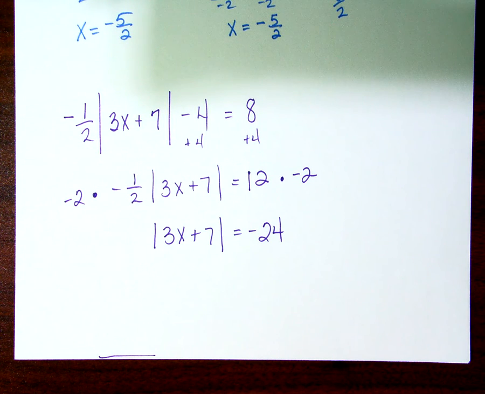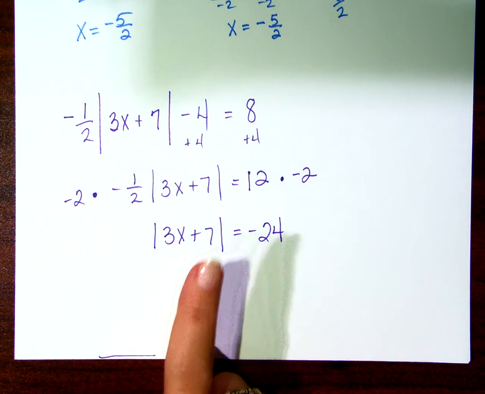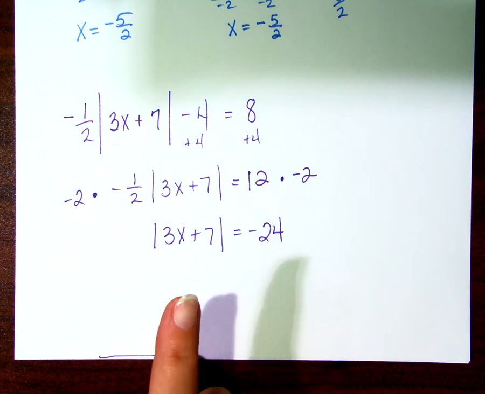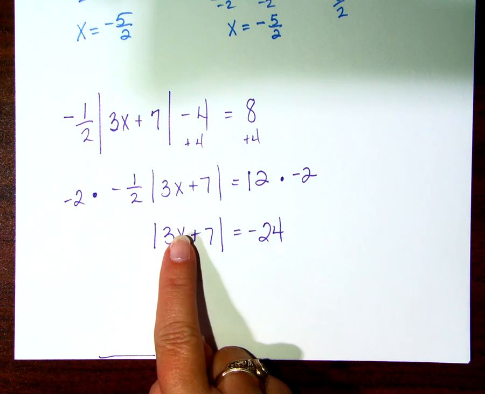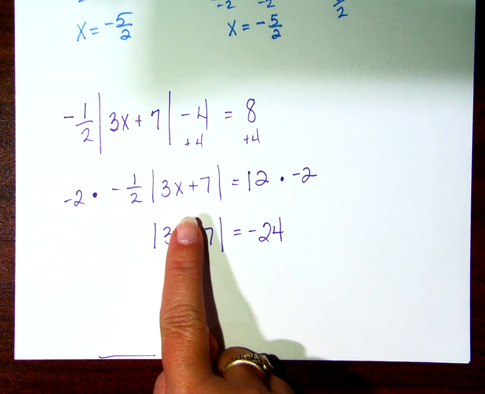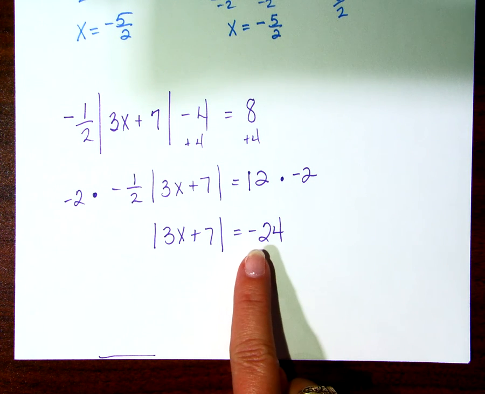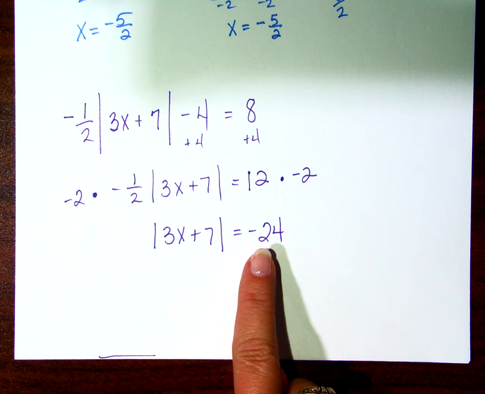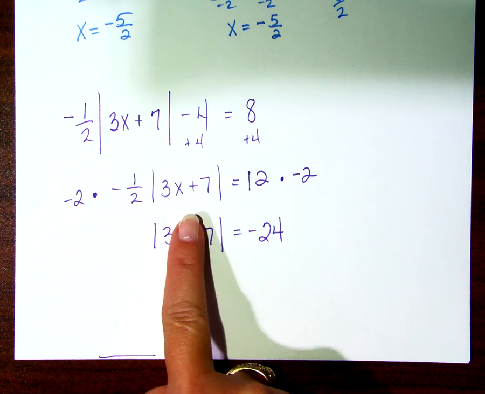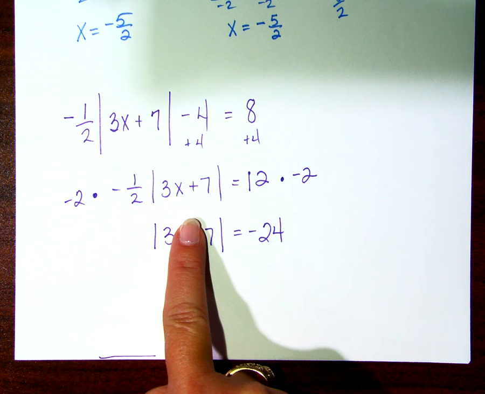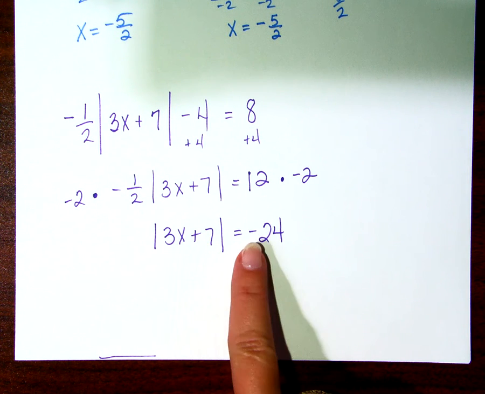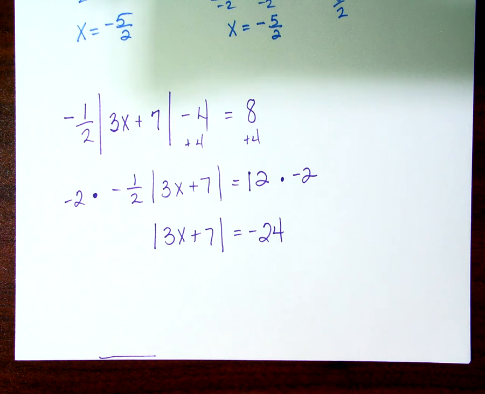I want to ask you a question. We have isolated the absolute value, haven't we? You tell me what number can I put in here for x that when I take the absolute value of it, I will get an answer that's negative. What number can be inside of this absolute value right here that when I take the absolute value of it, I will get a negative answer?